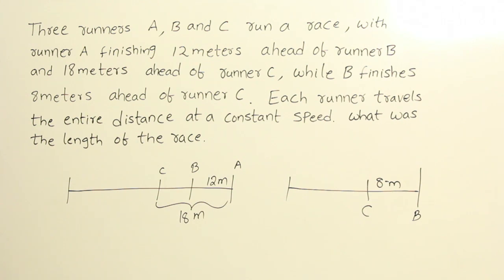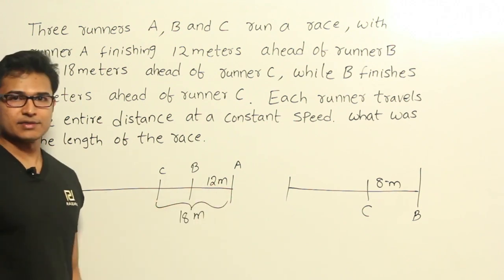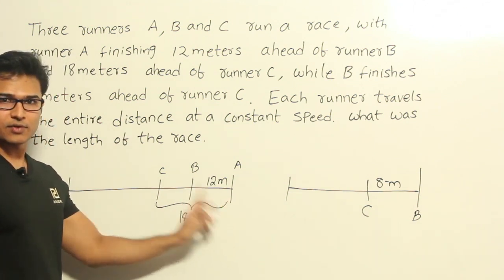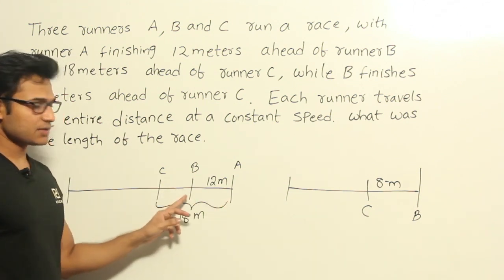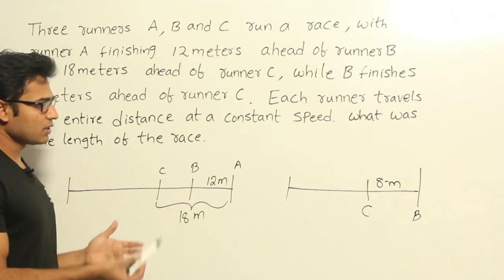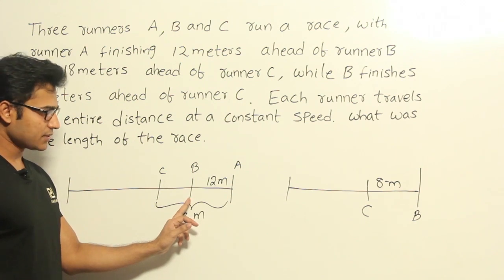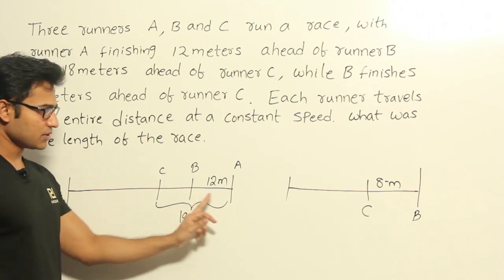let's try to understand what is the distance covered by B and what is the distance covered by C from this point, right? See, from here, if B has to finish the race, what is the distance covered by him? He has to cover 12 meters. Okay, let's say he is taking some time, which we don't know. Let's assume that he is taking some time t in order to finish this 12 meters.